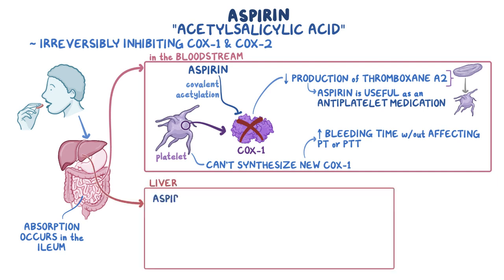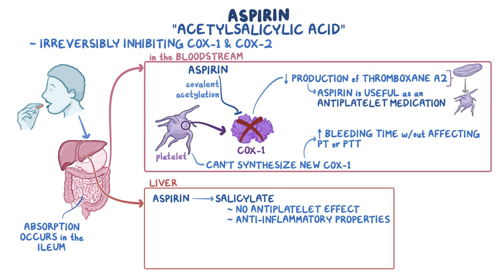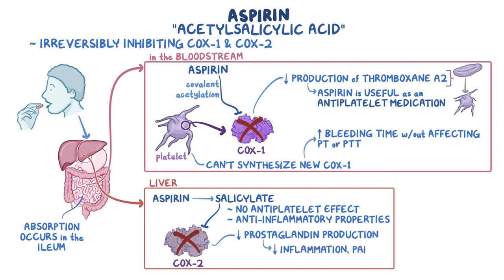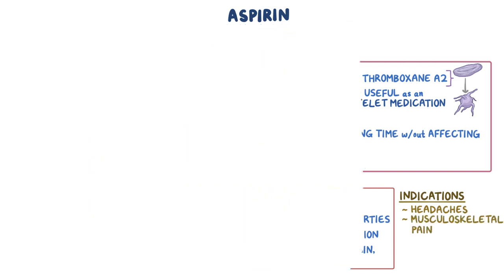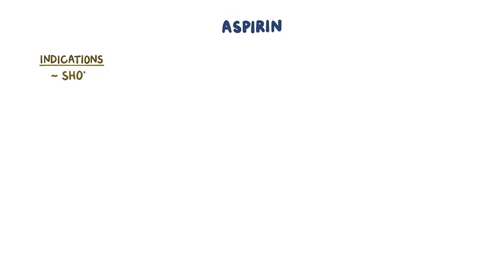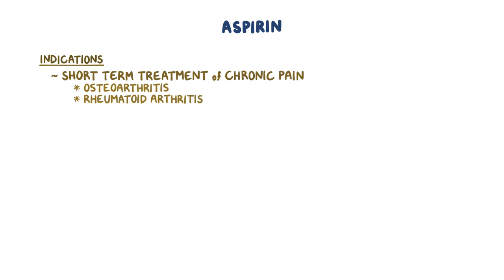Next, in the liver, aspirin is metabolized into salicylate, which doesn't have the antiplatelet effect, but it does have anti-inflammatory properties. Salicylate works by inhibiting COX-2, thereby reducing prostaglandin production, leading to decreased inflammation, pain, and fever. So, it's commonly used to treat headaches and musculoskeletal pain. It's also used for the short-term treatment of chronic pain like osteoarthritis, rheumatoid arthritis, and ankylosing spondylitis.